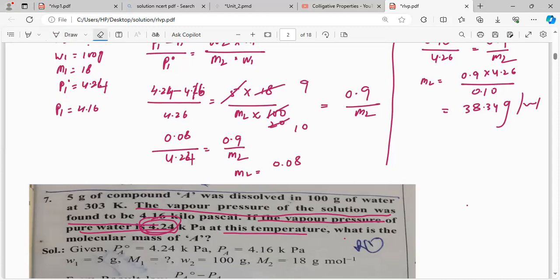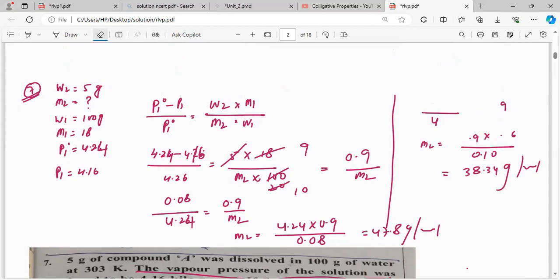M2 is equal to, if you are solving this, what can we write? 4.24 multiplied by 0.9 divided by 0.08. That is 47.8, 47.8 gram per mole. If you miss a little bit, it creates havoc and all the mistakes, because the answer will come nearby, but that is not the correct answer.